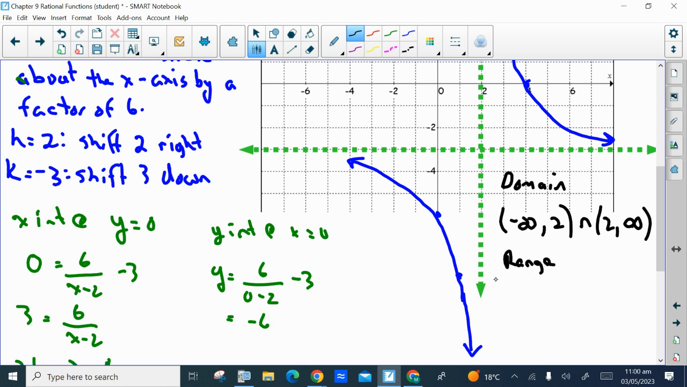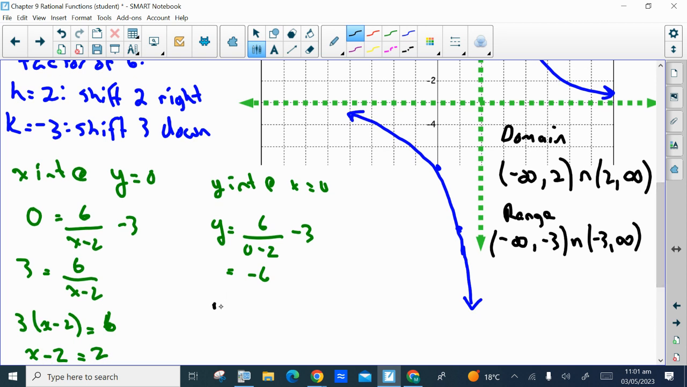Our range, again, using interval notation, would go from negative infinity to negative 3, and then again from negative 3 to positive infinity. Again, rounded brackets are used because none of these values are included. Our asymptotes are at 2 and negative 3.